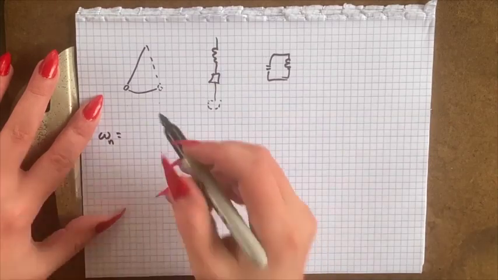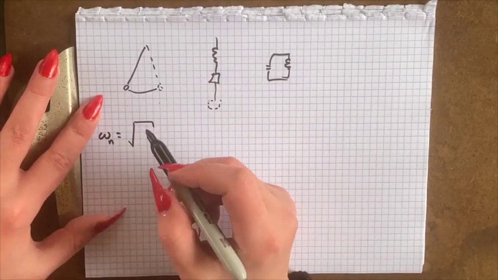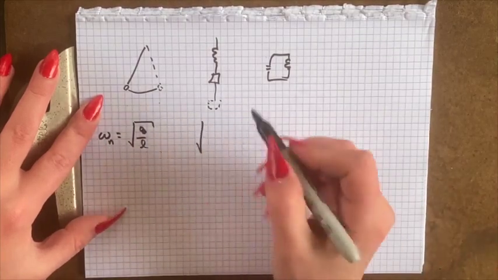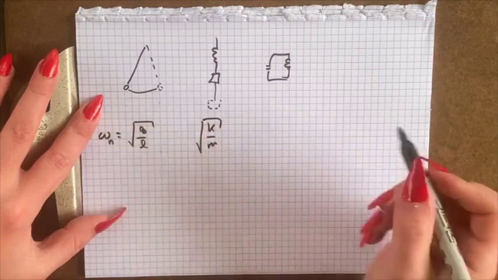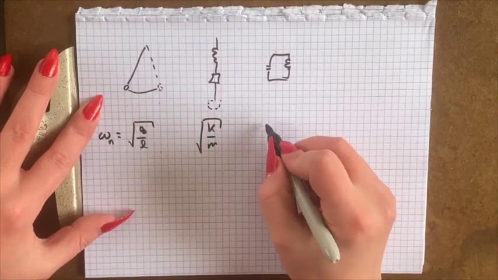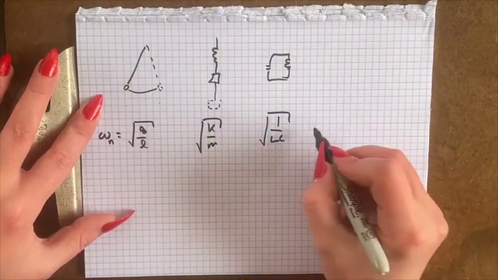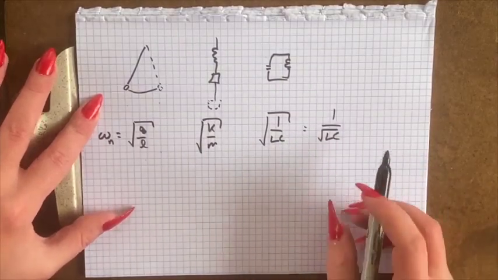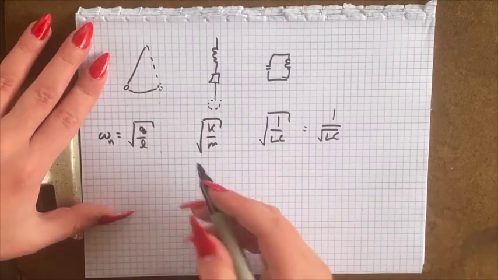So I don't know what this is. I'll have to think about it. For the pendulum, I think it's g over L for the bob. For the mass on a spring, I think it's k over m. And for this one, it's the square root of 1 over LC. Or if you like it better, we can call it 1 over the square root of LC. It doesn't matter.